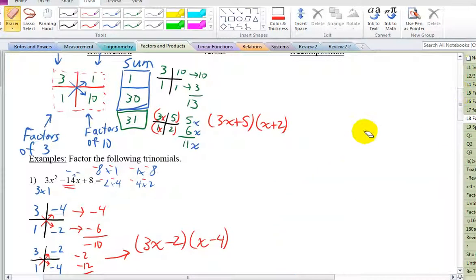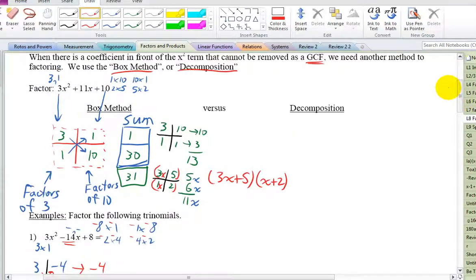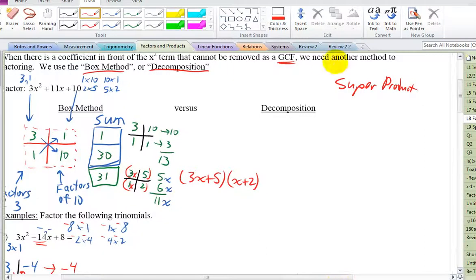So decomp, we're going to figure out the exact same stuff, but we're going to do it a little bit differently. We still have to figure out this 5x and 6x to get 11x. But what we're going to do is find our super product. Just remember, the question we're solving is 3x squared plus 11x plus 10. So our super product comes from the 3 up front and the plus 10, to give us plus 30. And the sum equals plus 11.